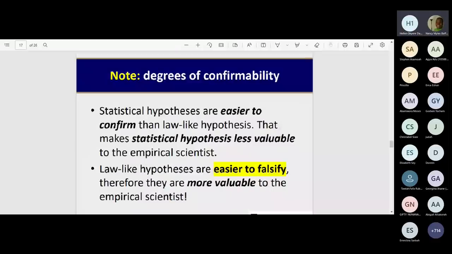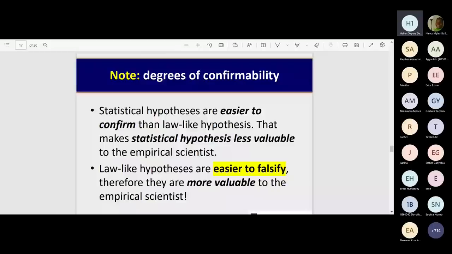Degrees of confirmability. Statistical hypotheses are easier to confirm than law-like hypotheses. That makes statistical hypotheses less valuable to the empirical scientists. Law-like hypotheses are easier to falsify. Therefore, they are more valuable to the empirical scientists. Take note. That is what I have said over and over again, my dear friends.